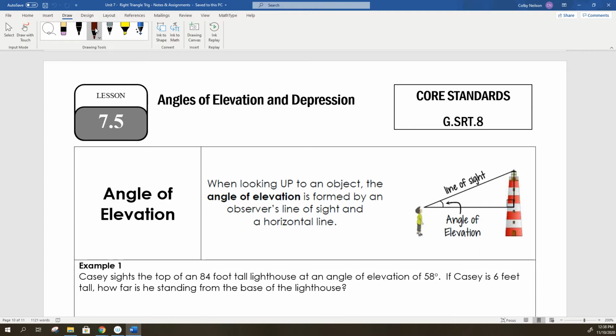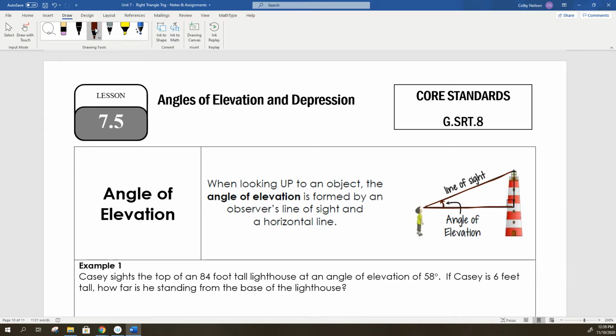So first of all, you can see this little dude, as he's looking up, that creates an angle from his horizontal line of sight, looking up to the top of something. So his line of sight originally, up to his line of sight to the top of something else, creates an angle. And since he's going from straight ahead to up, we call that an angle of elevation. So the angle of elevation is formed by an observer's line of sight and a horizontal line.